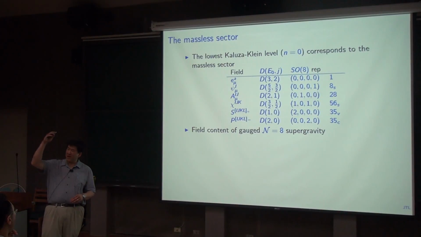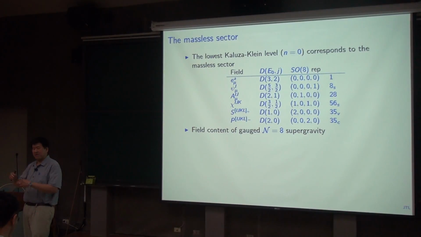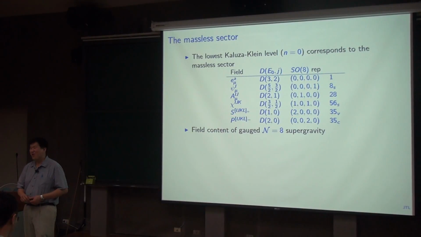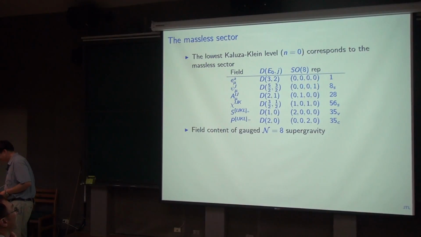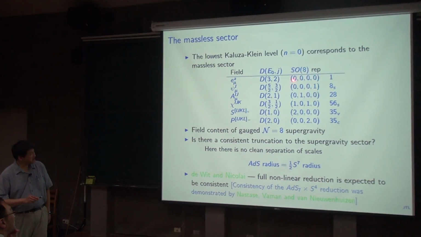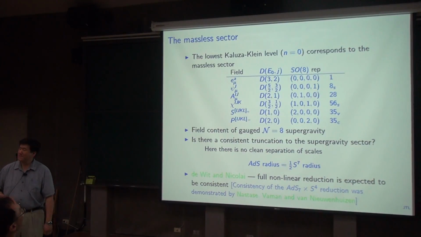I have a whole Kaluza-Klein tower. If I truncate just the zero modes, I should get this. Unfortunately, it's not quite that simple. One thing you can realize is when I say these are zero modes, or when I say these are supergravity modes, if I look at the SO8 representation, this tells you what kind of spherical harmonic I have on the seventh sphere. 0, 0, 0, 0. This is a singlet. This is number 1 here. That's a singlet.